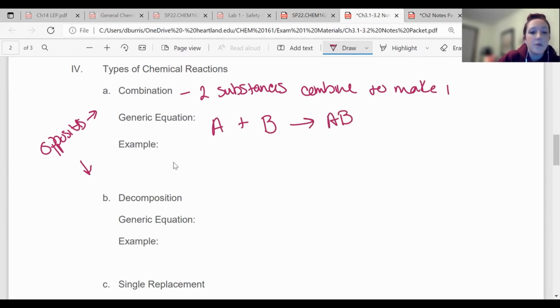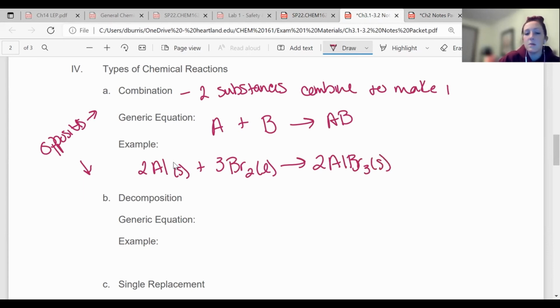An example would be 2 aluminum solid plus 3 bromine liquid makes 2 AlBr3 solid. These are all balanced equations. So this is pure aluminum combining with pure bromine to make aluminum bromide. That would be a combination reaction.